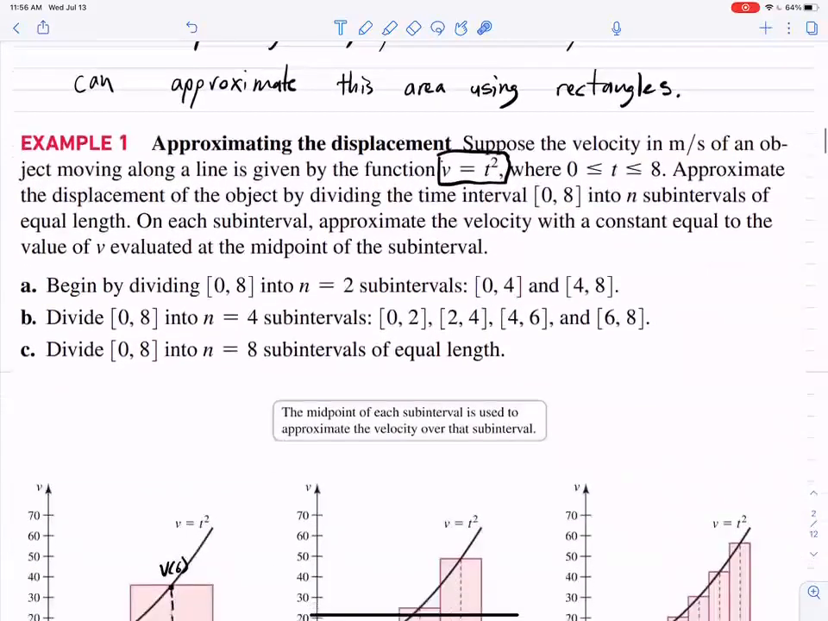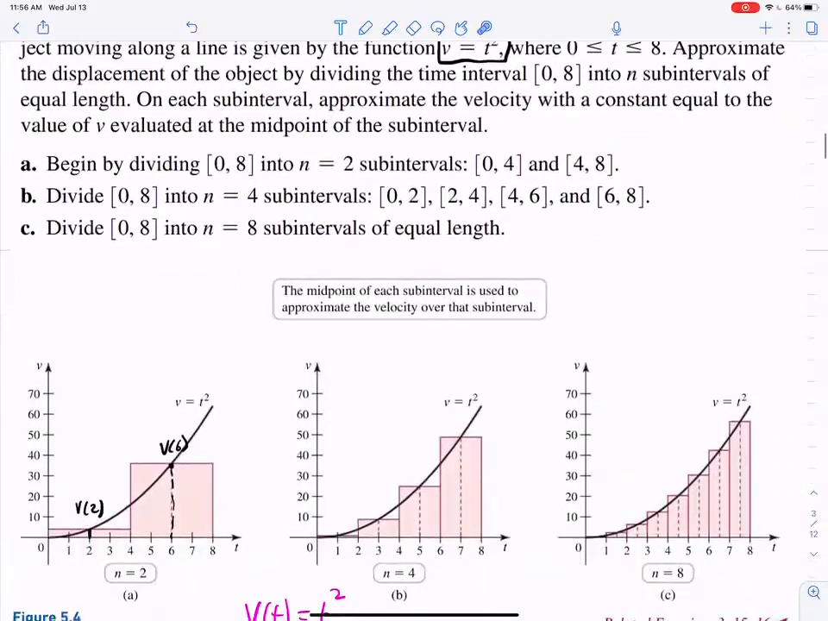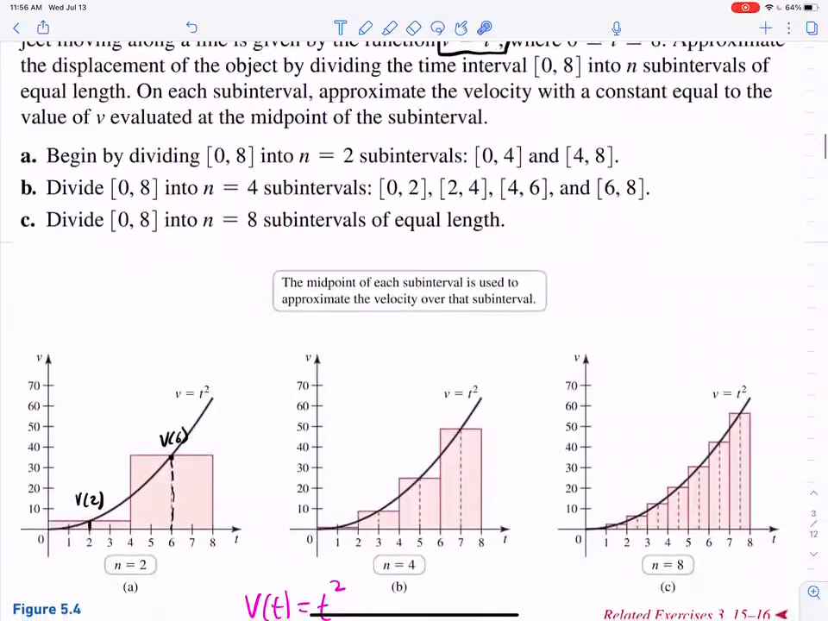And so I'm going to just do it really quick geometrically, and then I'll show you algebraically. So part A, we're going to do with 2 subintervals. If we break this up into 2 subintervals, there's one interval, there's the other. And then we're going to pick the middle point to be our constant velocity. So our assumption is that in these 4 seconds, on average, we're going about 2 meters per second, which is not a bad assumption, but it's an assumption nonetheless.